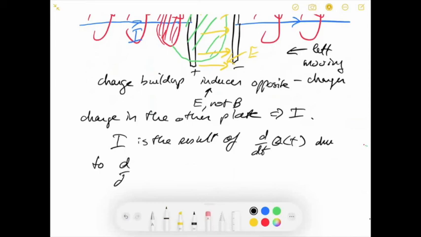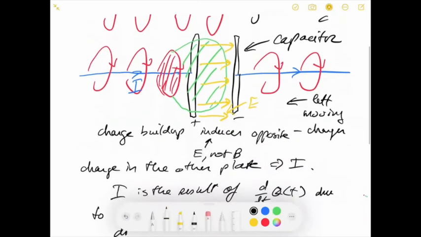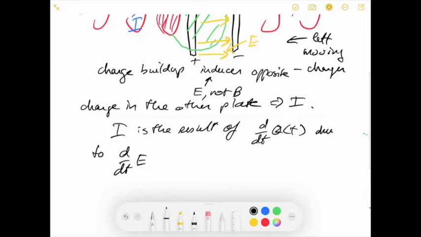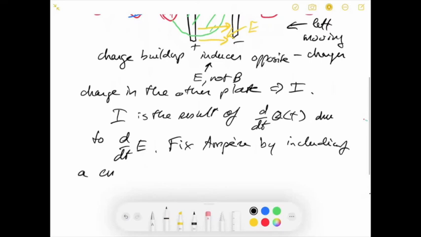a d/dt of E. So the thinking goes, okay, we can fix Ampere's law to deal with situations like this by including another current. So let's fix Ampere by including a current that is proportional to dE/dt. And that is the displacement current.